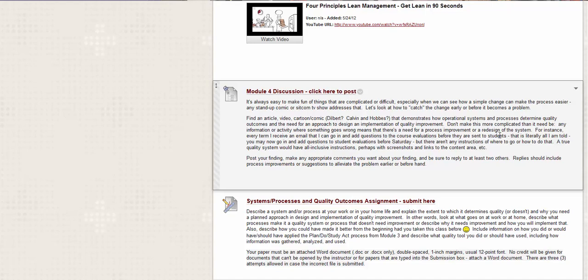A true quality system would have all-inclusive instructions, screenshots, links to the content. We get none of that. And every term, every fall certainly, they hire new faculty, and these poor people have no idea where to go and how to do that. So they're not able to gather the quality data that they want. What happened this past term, because that woman retired, I guess somebody else is doing it, and I wasn't even told that the evaluations were going to run.